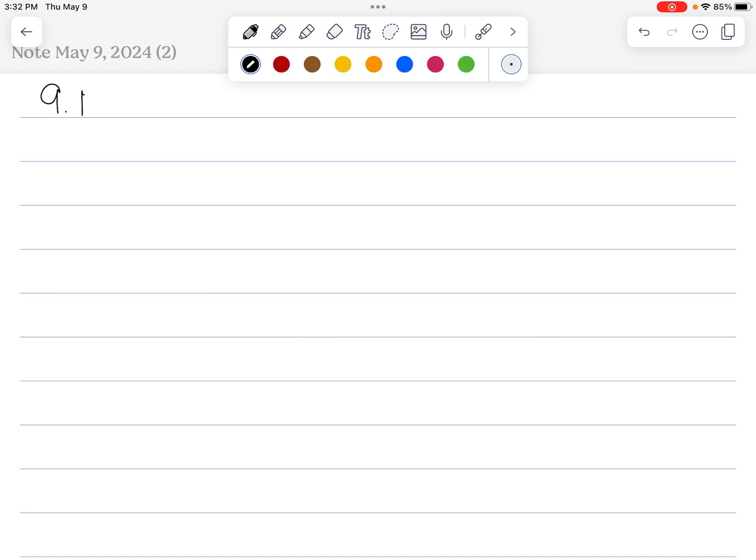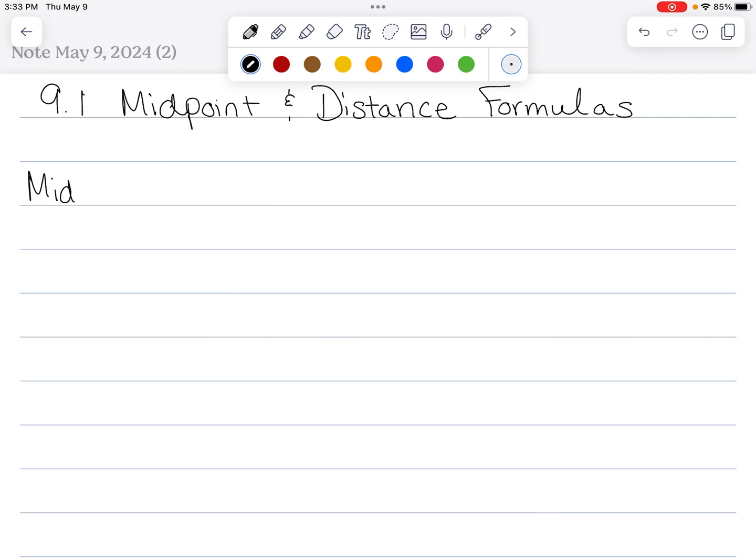Okay, so today we're going to be focusing in on section 9.1, which is all about midpoint and distance formulas. Now, midpoint and distance formulas, you actually will have seen them many times over the years. They get talked about in geometry, they get talked about in algebra, a little bit in advanced algebra, I believe, a little bit in middle school. They're really easy. Midpoint formula: finding the middle point of 2 points.